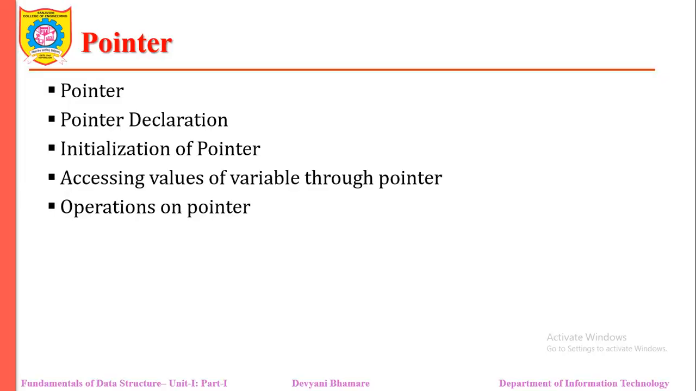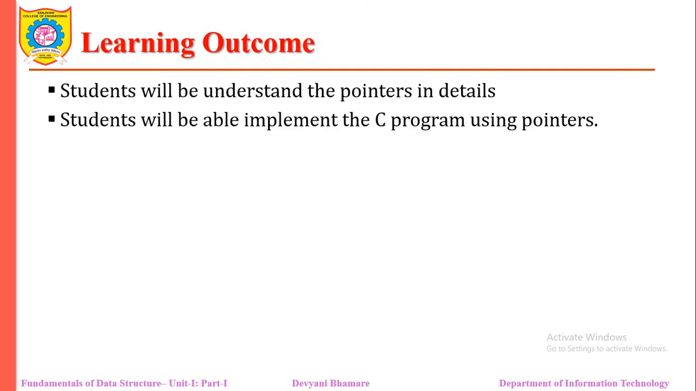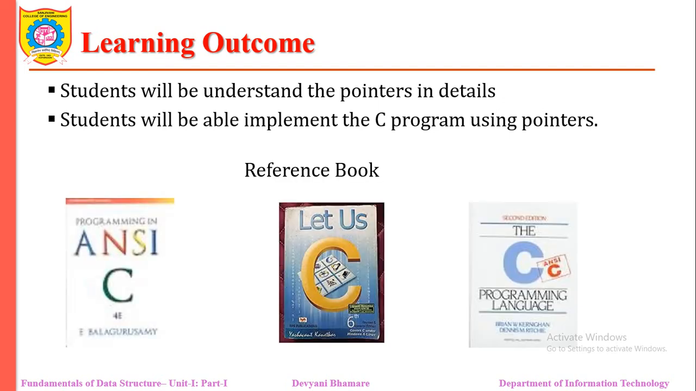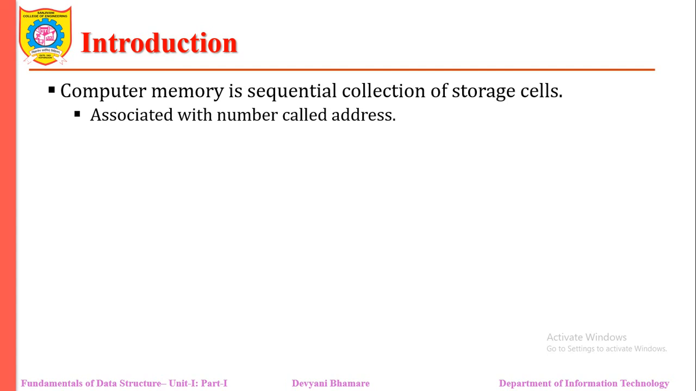Pointer is a very interesting part, which is nothing but an indirect reference to a variable. In today's session, we'll start with the pointer: how to declare it, how to initialize it, and some operations on the pointer. At the end of the session, I expect my students will be able to understand in detail what a pointer is and implement some C programs using pointers. These are our reference books. Let me start with the pointer.